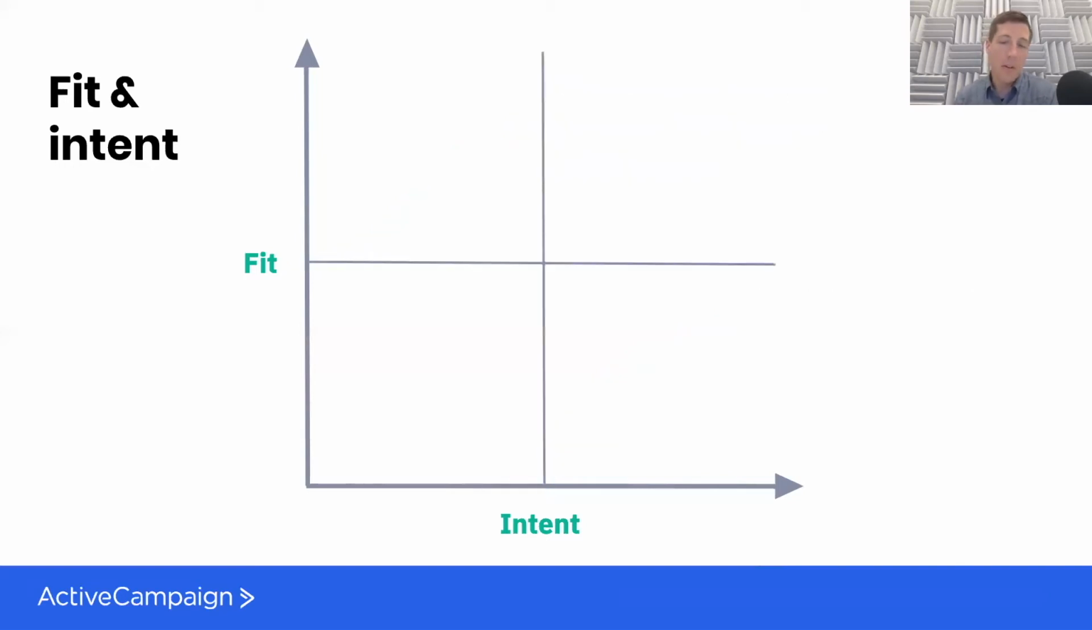And we break this out into a matrix. So much like other analysts do, be it Forrester or Gartner, we build a fit and intent matrix to really understand where certain leads fall and how we want to engage with them.